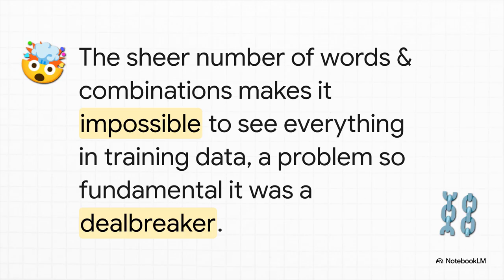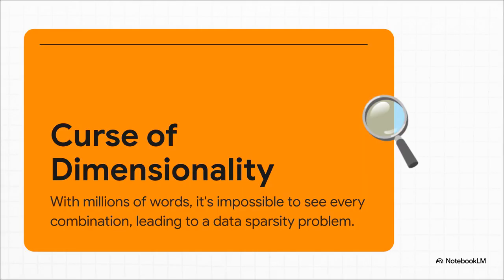Just think about it for a second. How many ways can you arrange 10 words? Now, try to imagine doing that with 1,000,000. The sheer number of possible combinations just makes any kind of traditional statistical approach fall apart. I mean, with a vocabulary of millions of words, trying to calculate the odds of every possible sentence is like trying to count every single grain of sand on a beach. It's just not going to happen. Your training data, no matter how massive, will never come close to seeing all the combinations. So those early models, they just couldn't generalize.